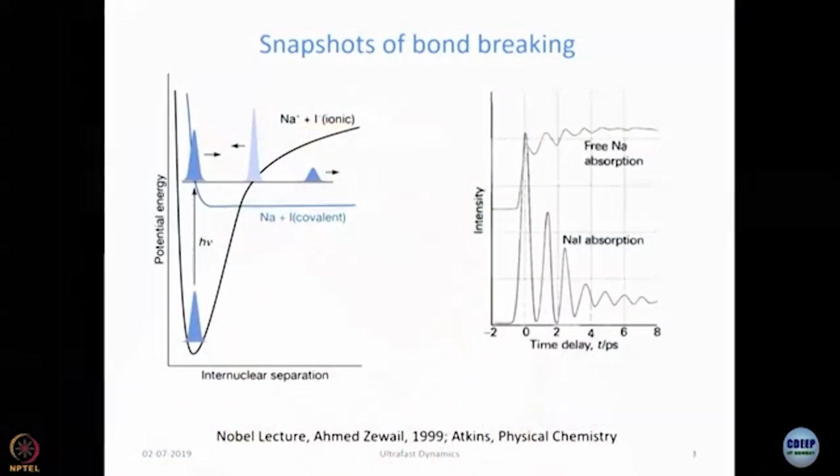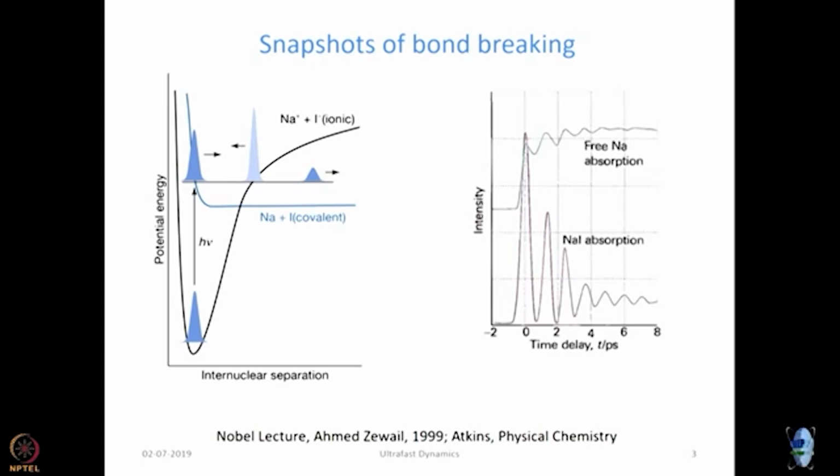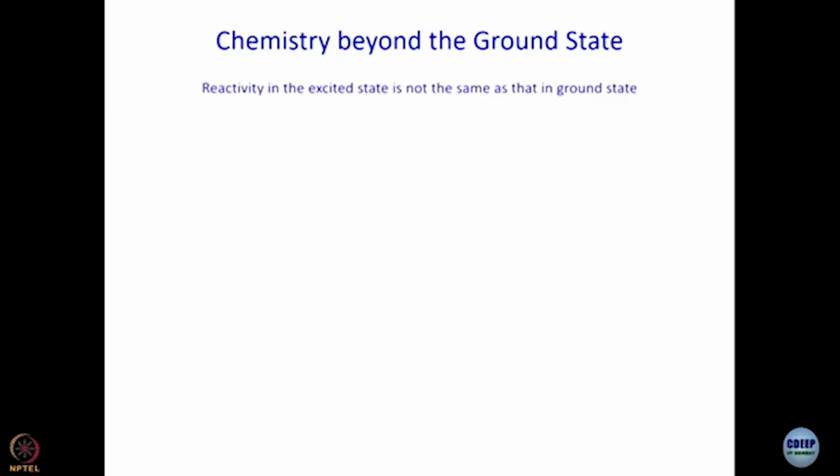If you come back to this, this is the data that I showed you earlier, snapshots of bond breaking. Here also what Zewail's group had done was that they used a pump and they used a probe, but then they did something more. They used very short pulses, so they could excite a wave packet and they could look at wave packet dynamics. That is why they could see oscillations like this. We will come back to wave packet dynamics when we are a little further into the course.